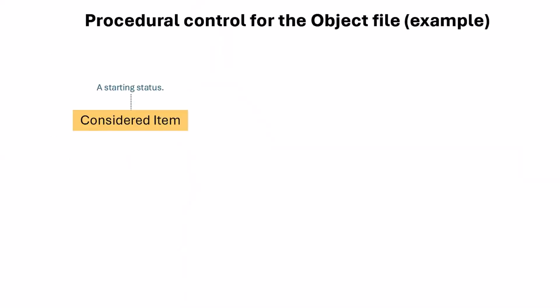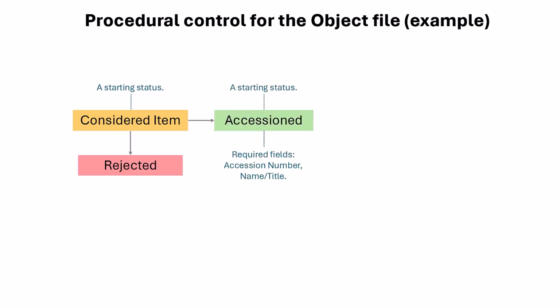So here we have a status considered item, and we've marked it as a starting status. That means it's available for new object records. From there, there are two possible statuses that we've defined. The object record could be rejected as a considered item, or it could then become accessioned. Accessioned is also a starting status, so that means that new object records can immediately be made accessioned. They don't have to be a considered item first, they can just be made accessioned.